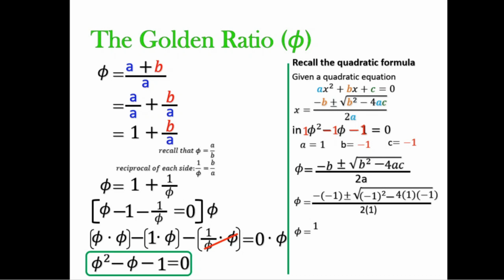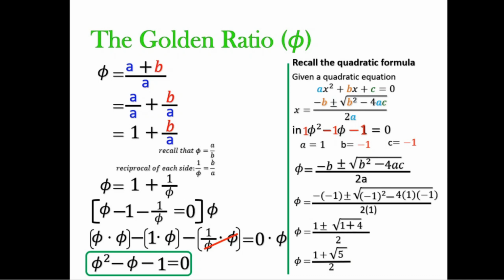We simplify, so negative times negative 1 is positive 1 plus or minus the square root of, the square of negative 1 is 1 minus, well, that's minus, but you have a negative factor here, so that gives you a positive answer, plus 4, all over 2. 2 times 1 is 2. We simplify further, so we simplify the number inside the radicand. This is a radical expression.